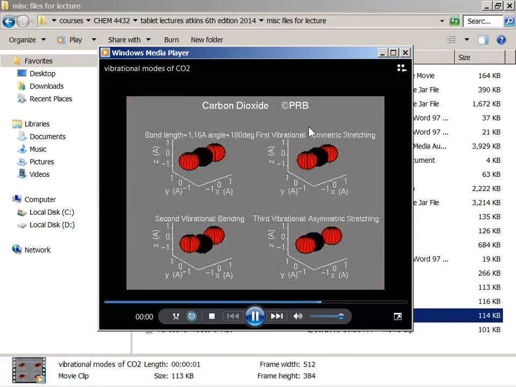IR active or IR inactive? Active. IR active? At each instant in time, remember, this is carbon and those two are oxygens. At each instant in time, the dipoles are perfectly symmetrical, canceling out. This is inactive. So this is IR inactive.